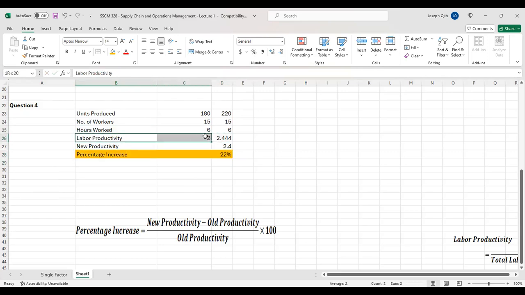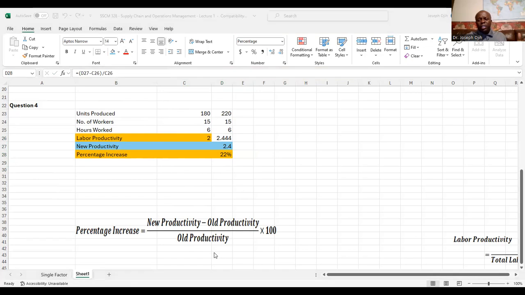This is the original labor productivity here. This is the new productivity right here. This is the increase. So when I click on the answers, I can see what you did. It means that after the change in the layout, the percentage increase in productivity is 22%.